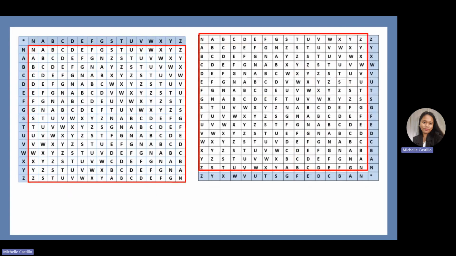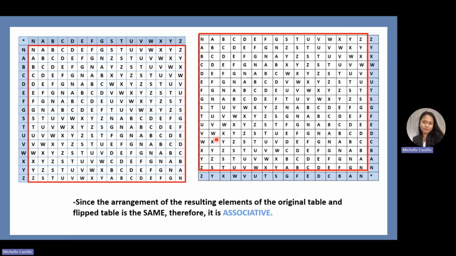As you can notice in this table, this is our original table and this is the flipped table. Since the arrangement of the resulting elements from the original table to the flipped table is the same, therefore we can conclude that this table is associative.